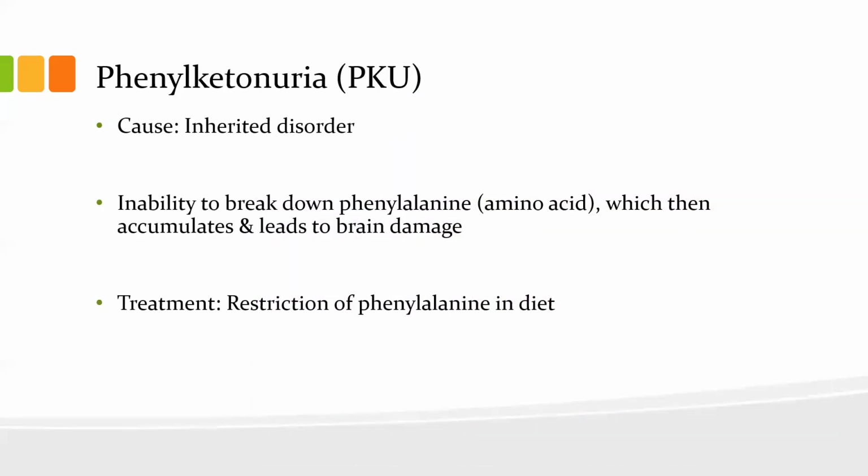Okay. Now, finally, PKU, phenylketonuria, is an inherited genetic disorder. And this one is going to cause an inability for the body to break down phenylalanine, which is an amino acid. Now, this can lead to horrendous brain damage. And don't worry, because most babies are tested for this right at birth just because of how dangerous it is. And if you are found to have PKU, the only treatment is to restrict your diet of any phenylalanine at all so that you do not build up and cause brain damage.